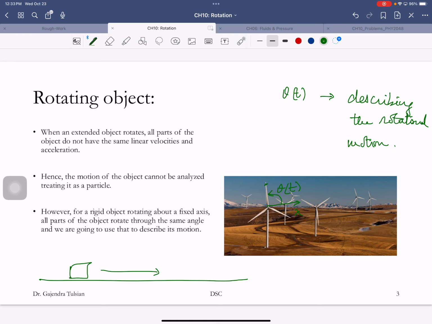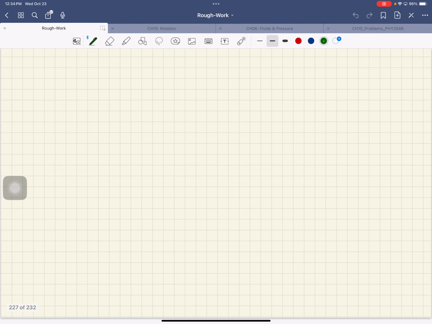Let's say this is a motion that somebody gave you. So let's do it here. Theta of t is 7t cubed plus 8t squared plus 9t plus 10. We generally give the angle in radians, but you can give it in revolutions, degrees, or whatever units you want to choose.